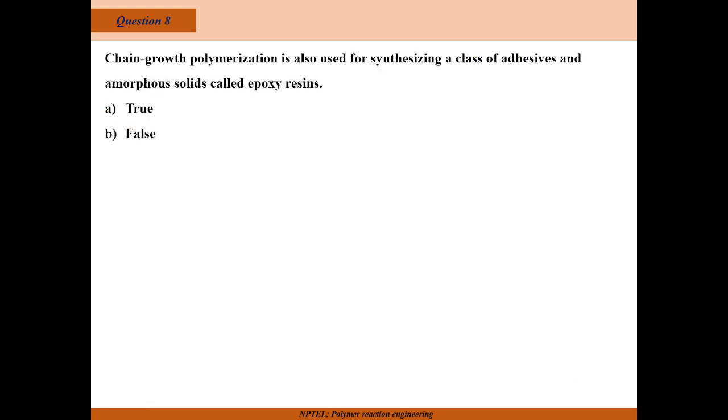Chain growth polymerization is used for synthesizing a class of adhesives and amorphous solids called epoxy resins. Do we use chain growth polymerization for the synthesis of adhesives and epoxy resins? Do you think this is a true or false statement? It should be false. Generally, we prefer step growth for this one, so this is a false statement. We go for step growth in epoxy resins.